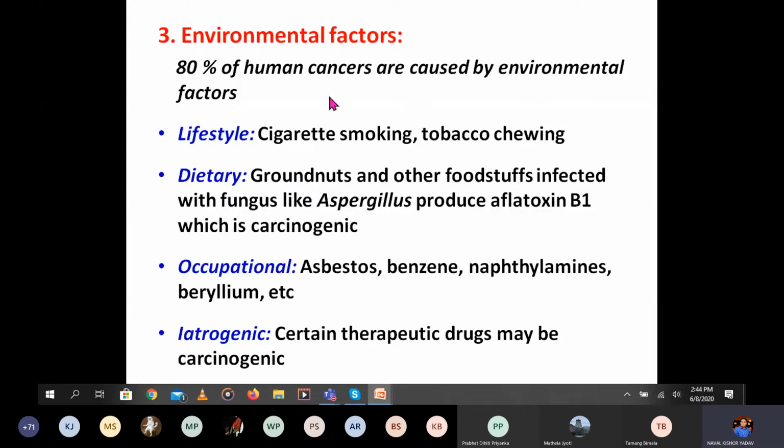Some of them use a style of smoking. Somebody may have the habit of smoking and taking tobacco, and that is the cause for cancer. Many cancers, you can say.